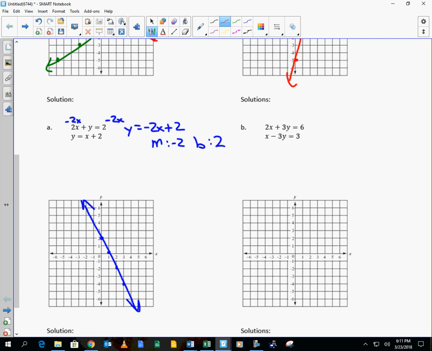Try the next one. Look at this guy. I got a slope of +1. That's the number in front of x. And then the y-intercept is +2. Plot 2. Slope of 1. Up 1 over 1. Up 1 over 1. And so the intersection point solution is going to be 0, 2.